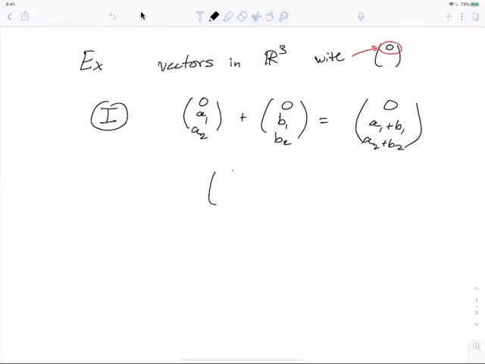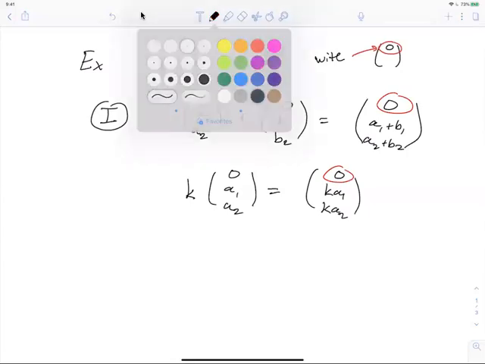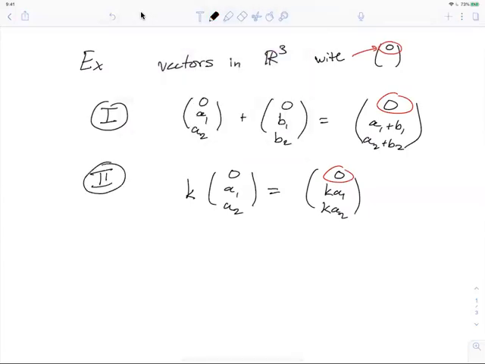And if I take a generic form of this vector and I multiply it by k, do you still get something that fits roughly the same form? And sure enough, you get zeros both times. So this shows us that it meets both of these two conditions, and that this subset of R3 with a 0 in the x entry is also a vector space.